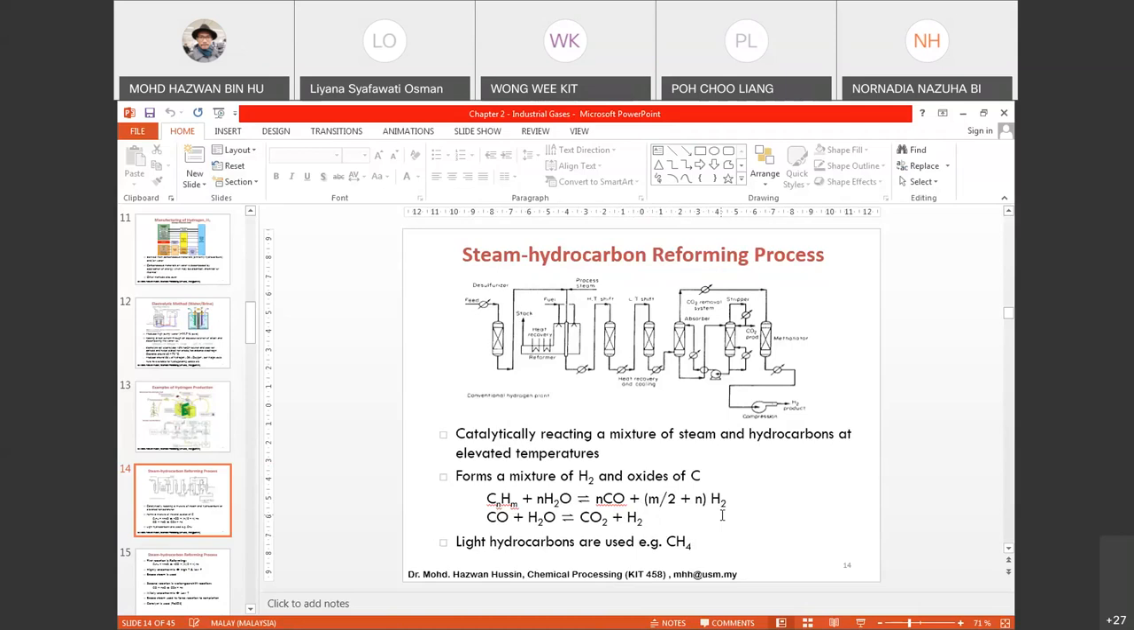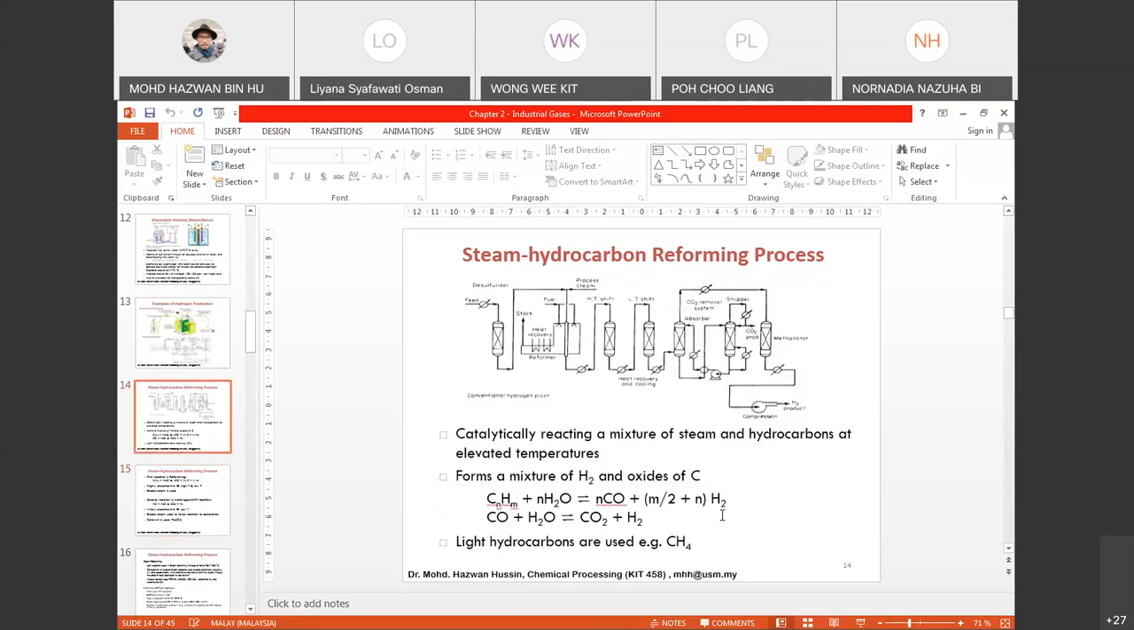And remember, for the steam hydrocarbon reforming process, only light hydrocarbon will be used in the process. So you cannot use heavier hydrocarbon. Light hydrocarbon normally ranges from carbon 1 until carbon 3 or carbon 4 only, not up to carbon 5, carbon 6 or whatsoever. So for example, methane, you know, the formula is CH4. Methane can be used as the raw material and can later be reacted with steam to produce hydrogen.